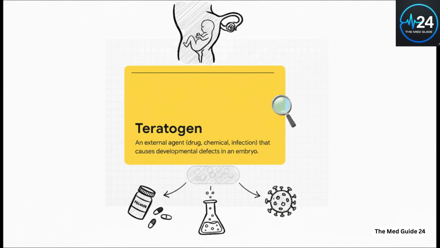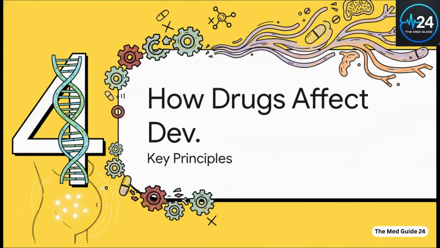A teratogen is basically any external agent. It could be a drug, a chemical, or even an infection like a virus that has the potential to cause a birth defect. And that brings us right to the heart of what we're talking about. How exactly do these teratogens, especially drugs, mess with that incredibly complicated dance of development? Well, it turns out there are a few key rules that determine what happens.